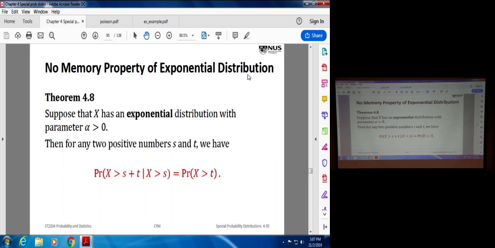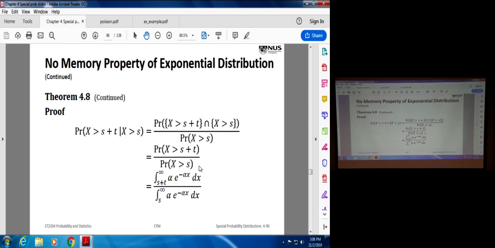Sorry. So we suppose the following. Suppose X has an exponential probability distribution, and the parameter is alpha, which is strictly positive. Then we are told the following. We have two positive numbers, s and t, and the probability that X is strictly bigger than s plus t, given that X is bigger than s, is the same as the probability X is bigger than t. We're going to prove this result, but what does it mean? Hopefully he's written it here. Okay, he hasn't.